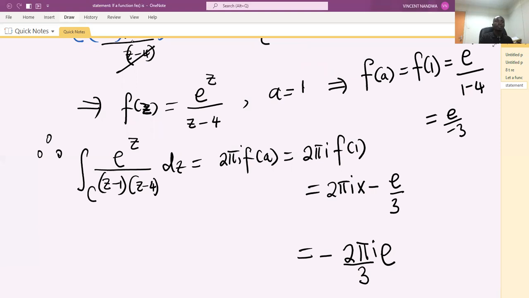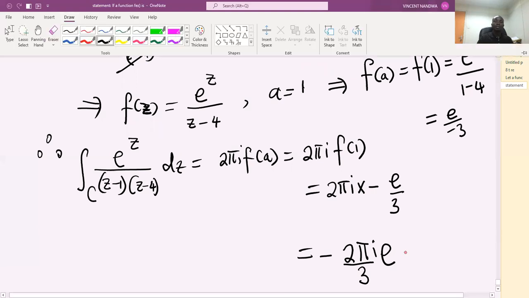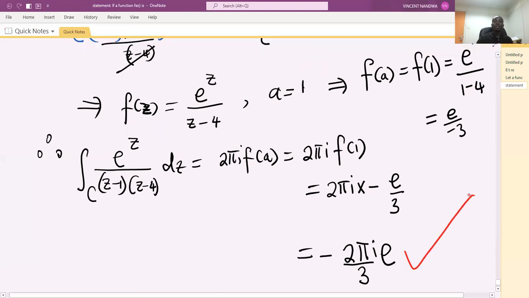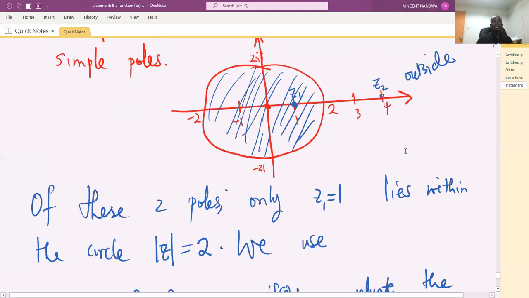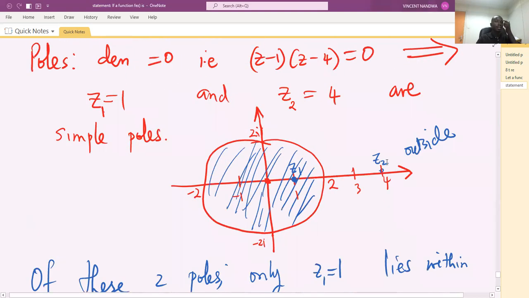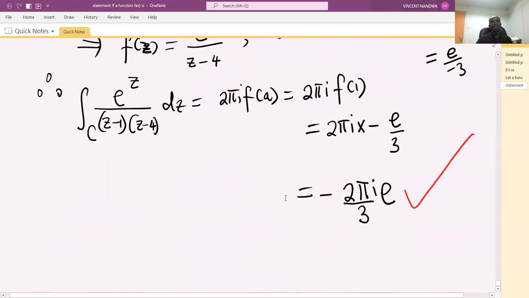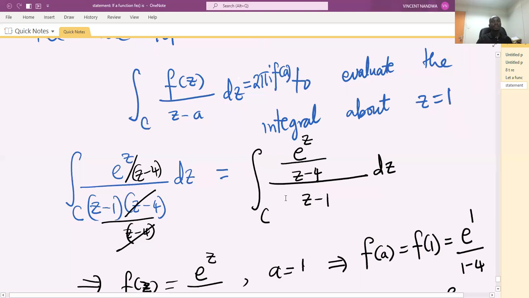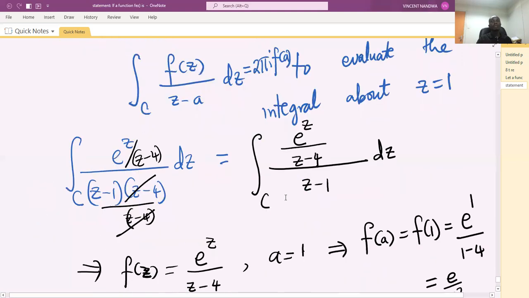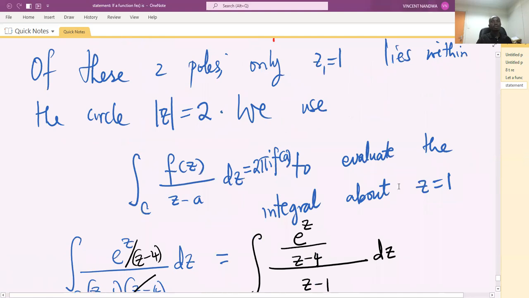If the circle was big enough to accommodate even this point z2, which equals 4, then you'd have to do the computation for this other pole and then add the two solutions. But as the question was specified, the only value that matters is z equals 1.